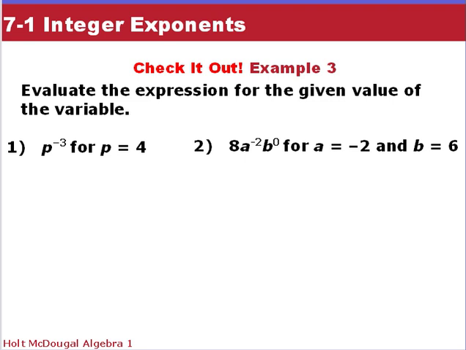So here's your check it out. Again, when you have a non-zero number raised to the 0 power, it's going to become 1. So 6 to the 0 power goes to 1. And you can continue to simplify.